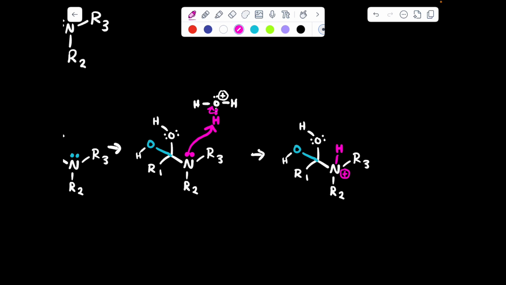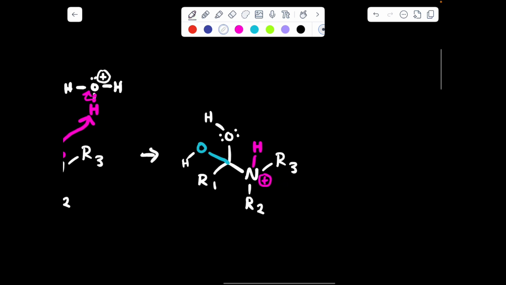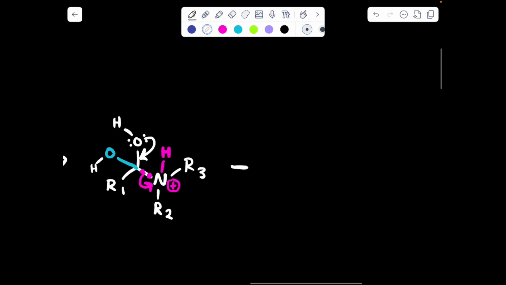So what happens now? Well, one of these lone pairs on one of the oxygens can go 2 in, and then the 2 electrons in the carbon-nitrogen bond can go up onto the nitrogen. And you regenerate that double bond that was initially present in between the carbon and the oxygen.